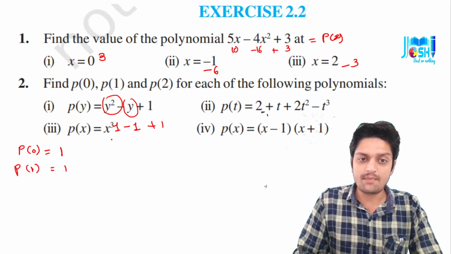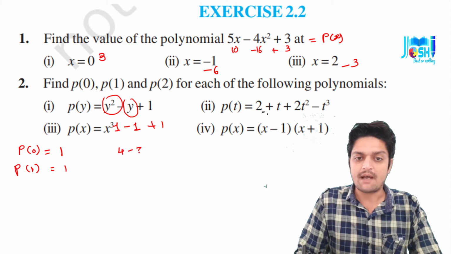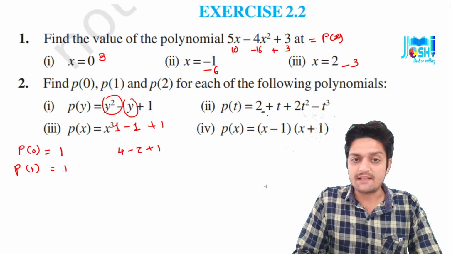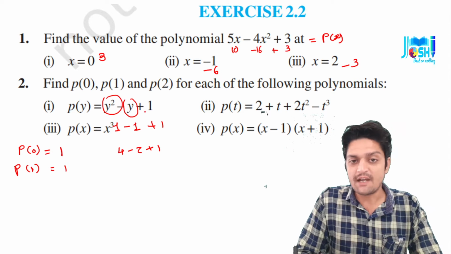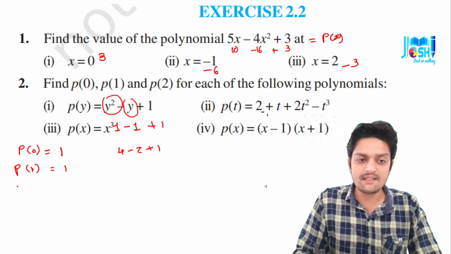And now for p of 2, 2 square is 4, minus 2 plus 1, because here y square means 2 square, 2 square is 4, y is 2, minus 2 with sign because we have to write, and plus 1. So 4 minus 2 is 2, and 2 plus 1 is 3, so p of 2 is equal to 3.